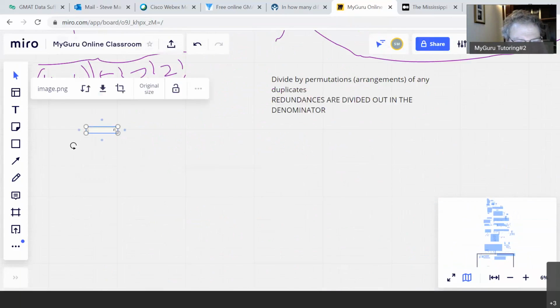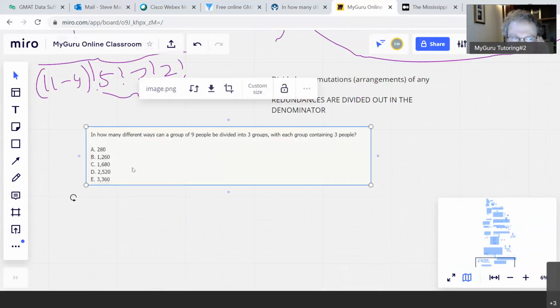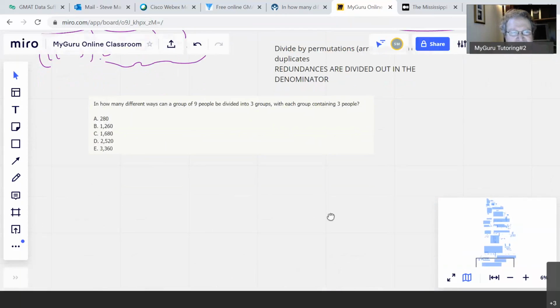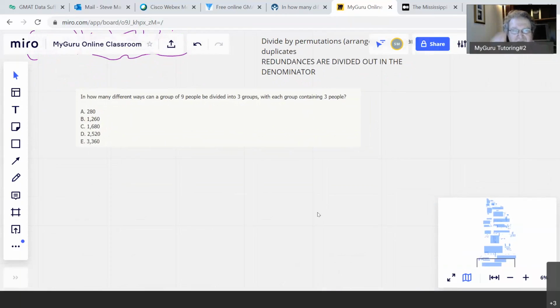Let's see. This one's not easy. Most people I've worked on this with have not gotten it right. Okay. How many ways can a group of 9 people be divided into 3 groups, with each group containing 3 people? I'll give you guys a few seconds to think about it.